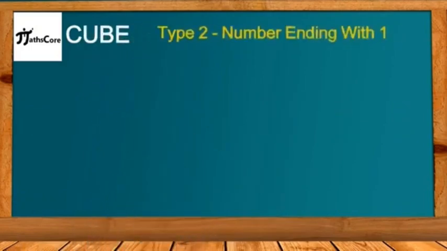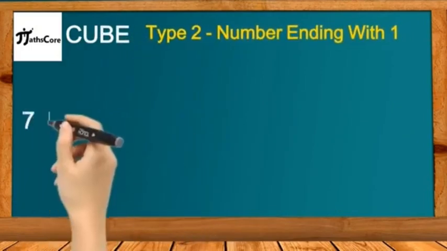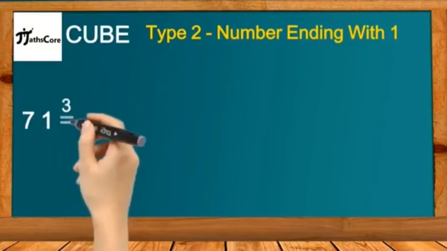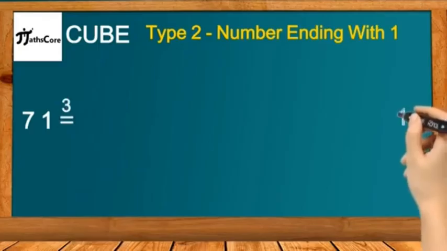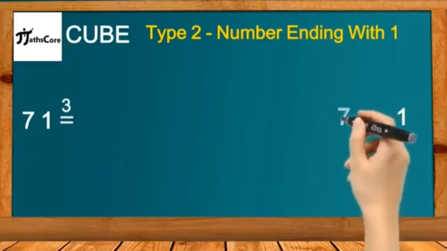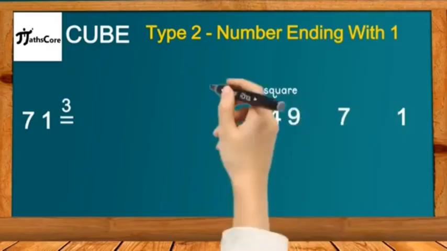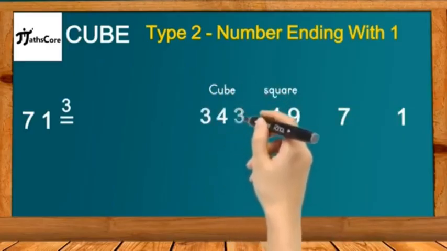Let's solve the second example of this type. The example is 71 cube. So first of all make 4 places and write down the unit place digit 1 at the last place, the tens place digit 7 at the third place, the square of 7, which is 49, at the second place, and the cube of 7, which is 343, at the first place.